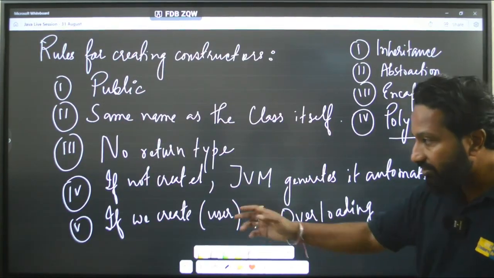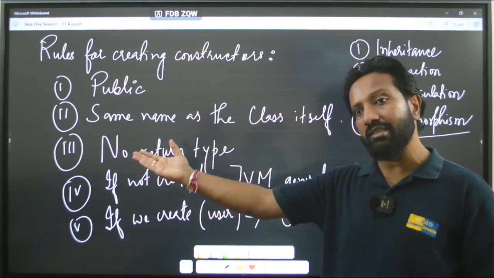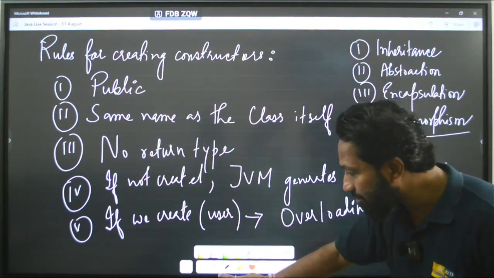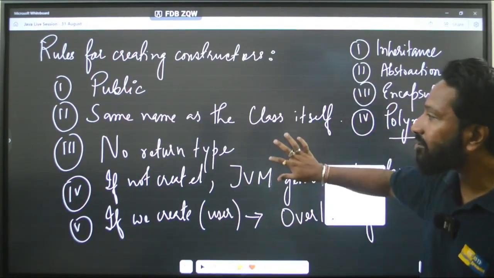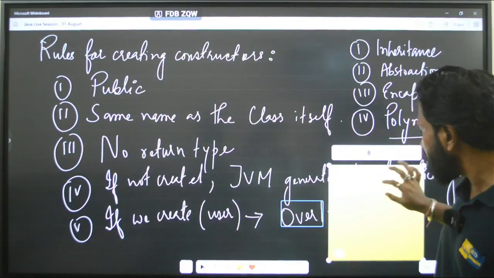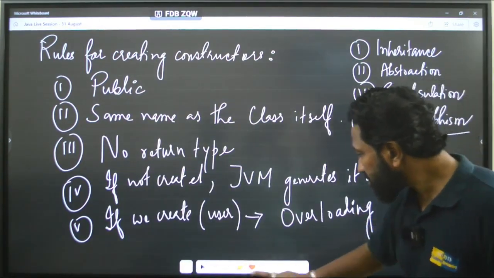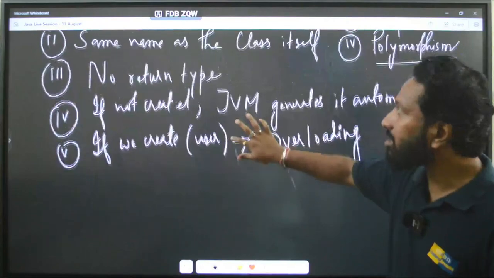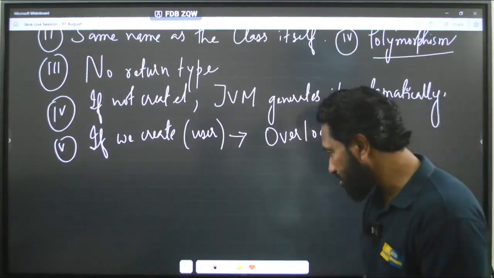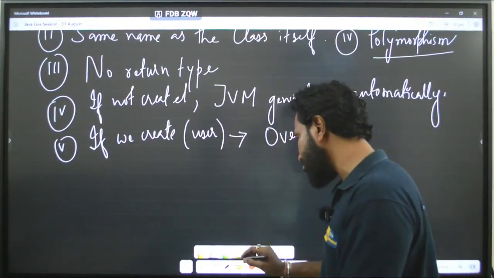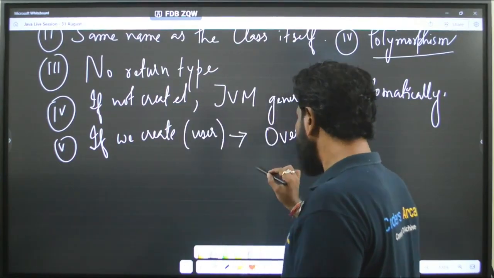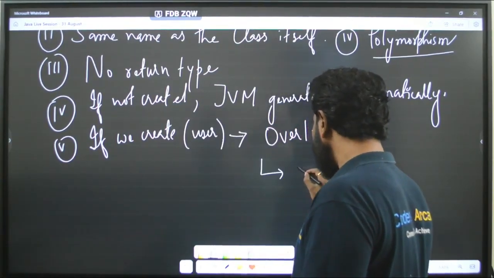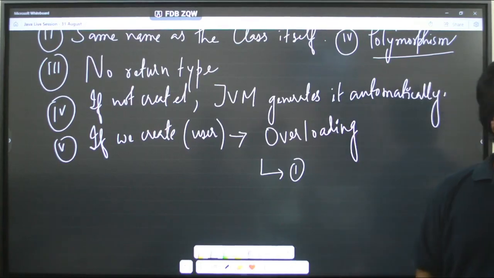So whenever we are creating parameterized constructors on our own, we have to remember 2 things. How can you overload the constructor? So you just have to remember this. I will give you examples, don't worry about this. When you are doing parameterized constructor overloading, the first one is, can anyone tell me?